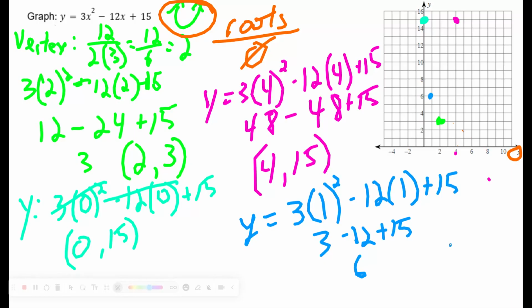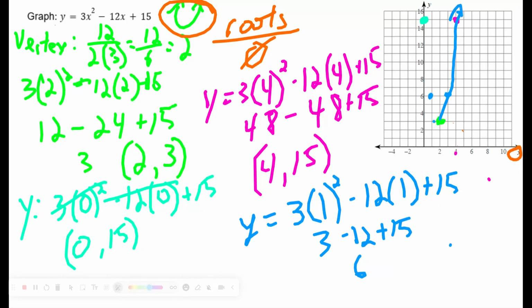All right, what would 3 be? If 1 was 6, what will 3 be? 3 squared is 9. 9 times 3 is 27. 27 minus 36 is negative 9. Negative 9 plus 15 is... Oh, there we go. 6 here. All right, and we do our best to graph it if we can, like so.